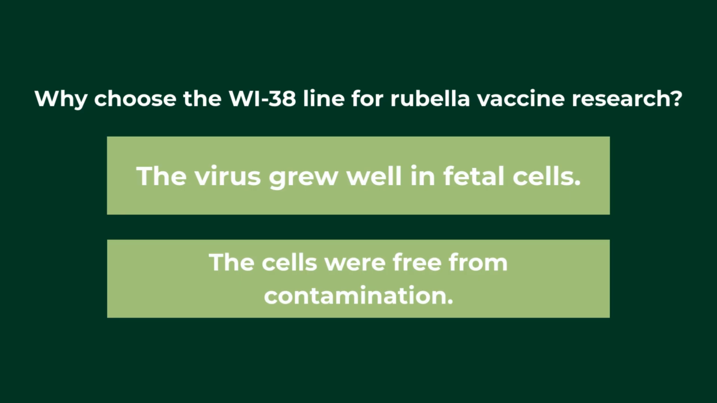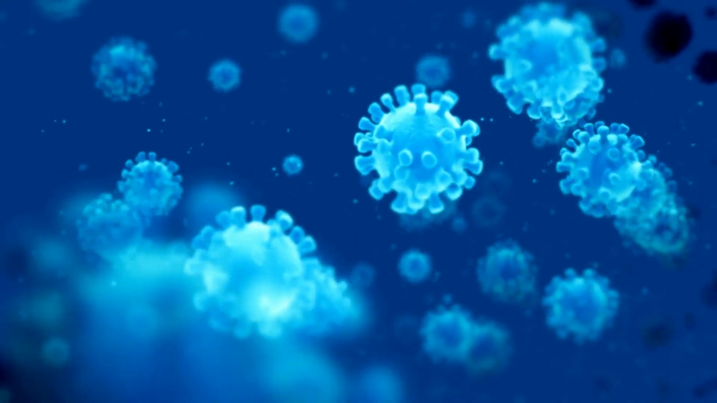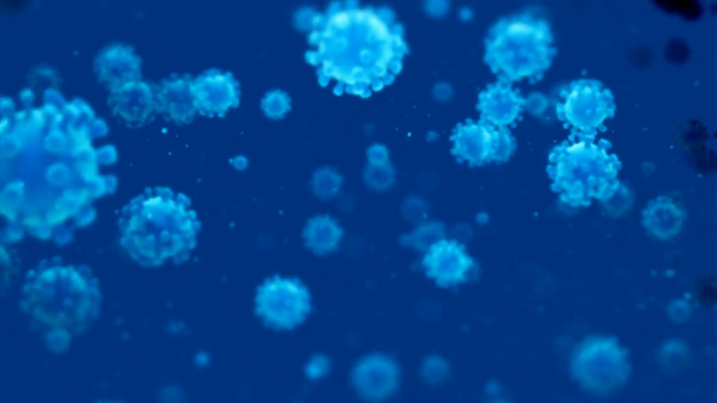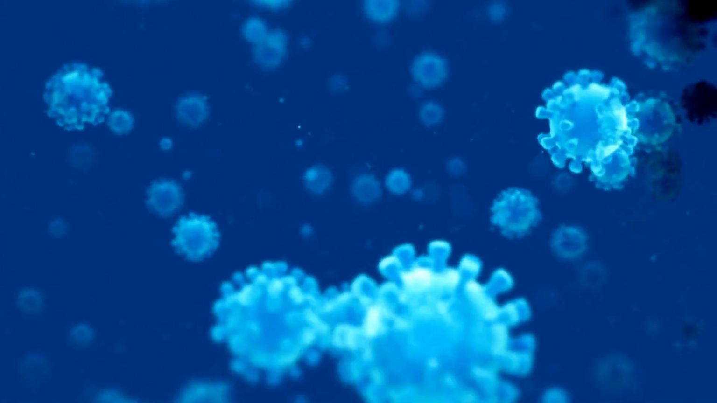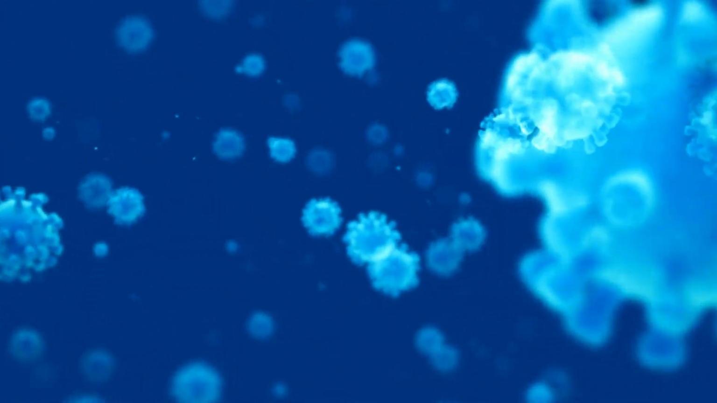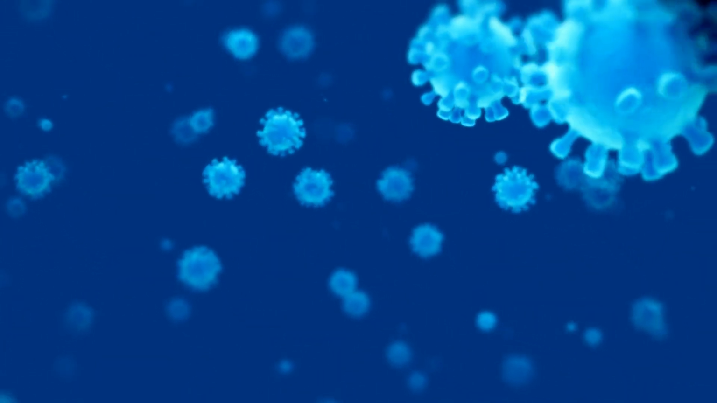It was clear of contamination. Dr. Plotkin wanted to avoid the potential risks seen with the contaminated polio vaccines, and his choice to use WI38 circumvented this concern. In an attempt to weaken the virus and make a vaccine, Dr. Plotkin grew the rubella virus in WI38 cells at 86 degrees Fahrenheit, or 30 degrees Celsius.